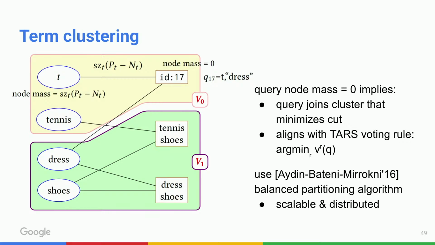Or conversely, it's the number of extra misses you get on this term if you send this query to this non-preferred replica. So that's how we're building this graph. And the reason we put a node mass of 0 here is because we want this node to go wherever TARS would tell it to go in the actual routing algorithm. And TARS would tell it to go to the replica that has the most savings per term, because that's exactly what these things are encoding.